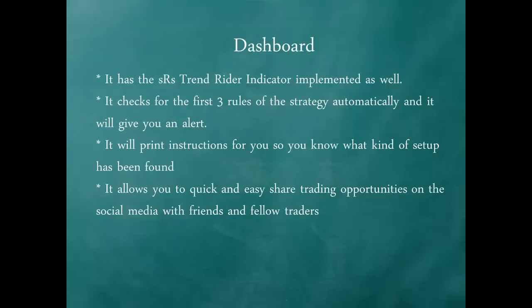Remember the old version? With the SRS indicator, with the momentum. Now it's inside. It comes like a rule. It will give you everything printed out automatically. Boom! Green and red. That's all. It checks for the first three rules of the strategy automatically, and it will give you an alert when they are met. It will print instructions for you so you know what kind of setup has been found. I will explain in a second.